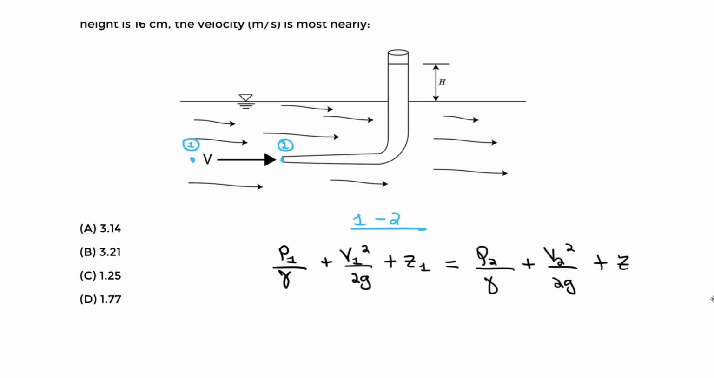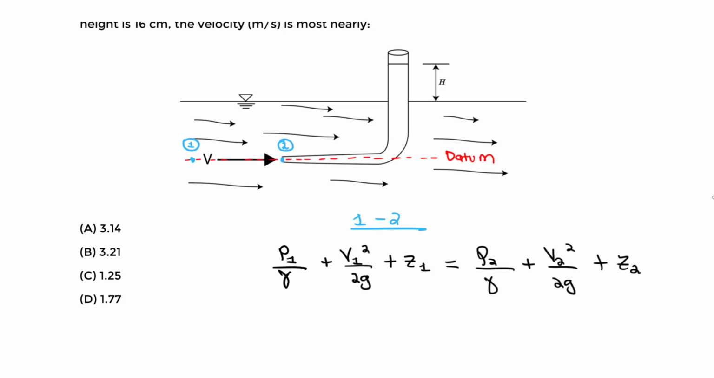plus z2. So here let's place our datum real quick. I'm going to say the datum, the easiest point to place it here is going to be this one. So this is the reference point that we're measuring the elevation from. This is our datum.